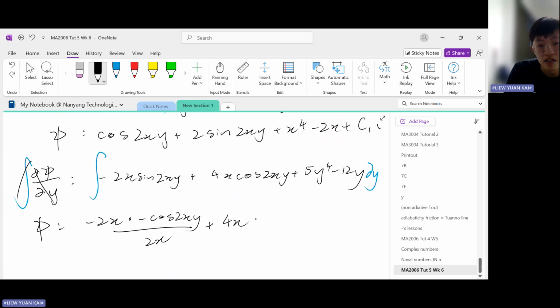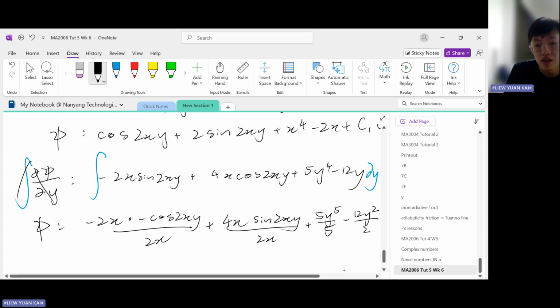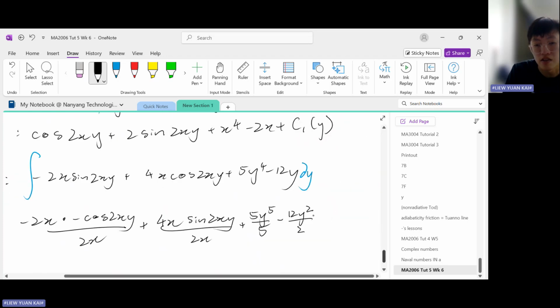Plus, okay, 4x is a constant, copy it down. Integration of cos is sine divided by the differentiation of the inside. Okay, so this one, power plus 1 divided by the new power. Then this one also, power plus 1 divided by the new power. And don't forget, when you end, you need to put your arbitrary constant. Okay, this time it is a function of x. So it's the opposite of what you are integrating with respect to.